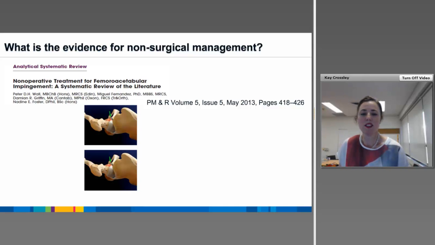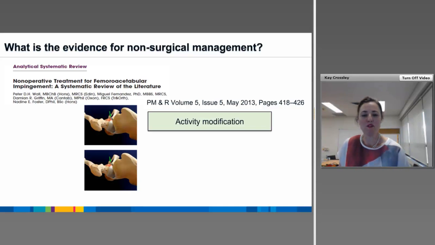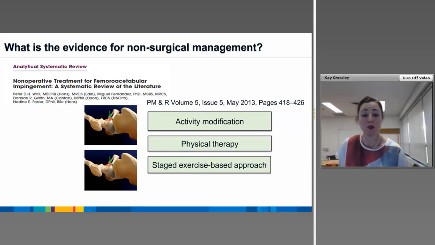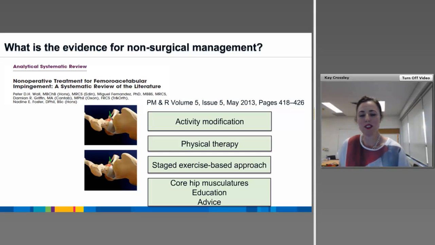So if we consider the evidence for non-surgical management, a systematic review was published 2 years ago now, where they looked at studies that examined non-operative treatment for FAI. And what they found was that the current themes that were presented in this systematic review were activity modification, physical therapy, a stage-based exercise approach, and retraining of core hip muscles, education and advice. But there are only 6 studies included in this systematic review, and those studies were generally of poor quality.